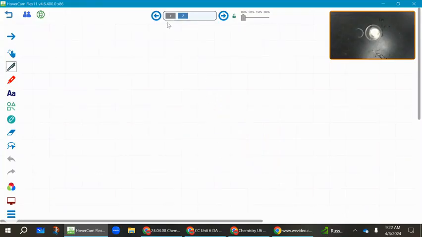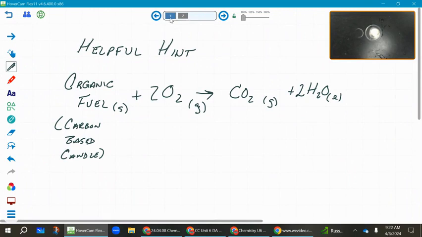Questions? Now, I will give you one more hint, ladies and gentlemen, and that is this right here. This is an activity where we are burning an organic fuel, the candle, a carbon-based candle. Now to burn, we need oxygen, and we create carbon dioxide gas, and we create water as a liquid.